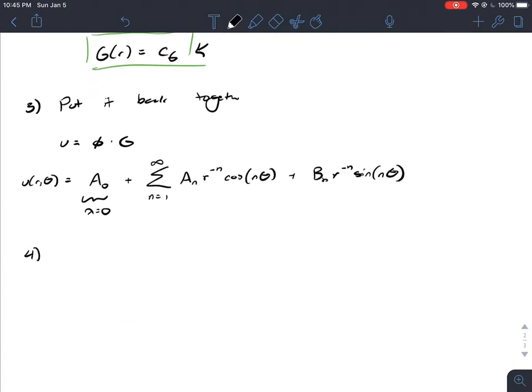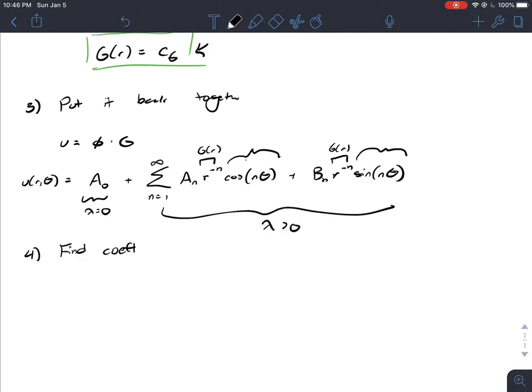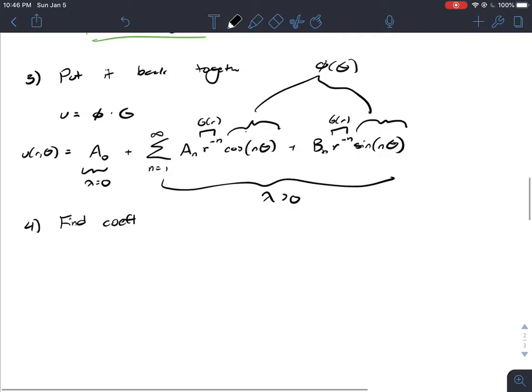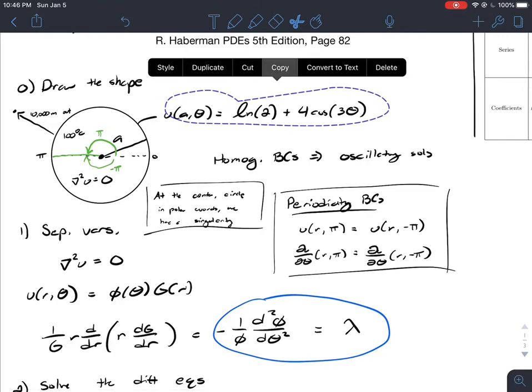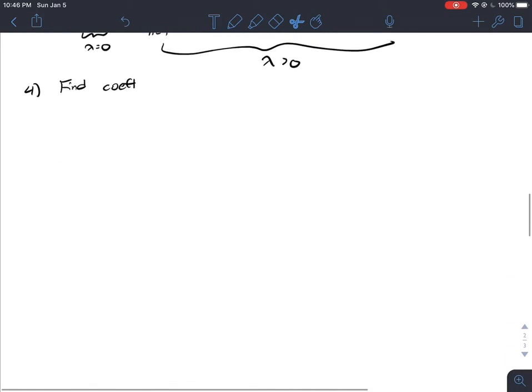So now step 4 is to find the coefficients. Let me annotate this real quick. So this is all lambda greater than 0. This corresponds to g of r. And then these two terms correspond to phi of theta. Okay. Find the coefficients. So remember that we were given this initial condition on the edge of the circle: natural log 2 plus 4 cosine 3 theta.